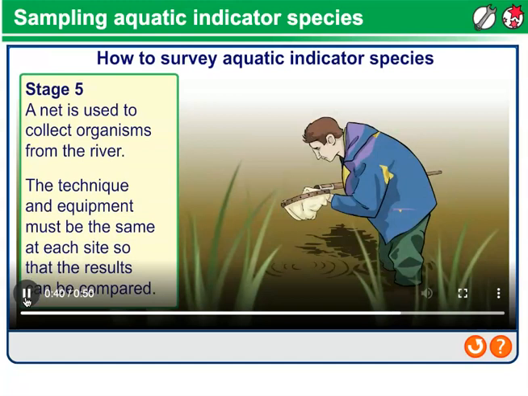And in stage 5, a net is used to collect organisms from the river. The technique and equipment must be the same at each site so that the results can be compared. Changing the type of net and/or its size would allow for an unfair comparison. We must ensure that all of our practices remain consistent between the different sites.